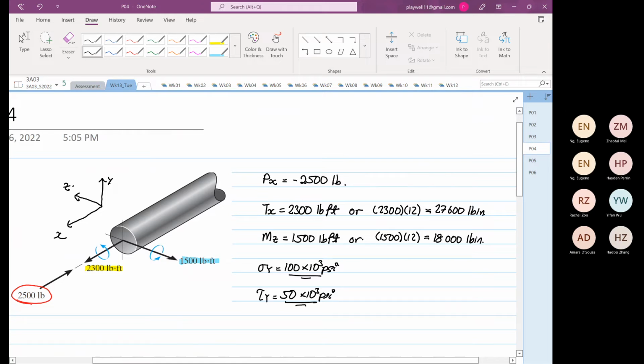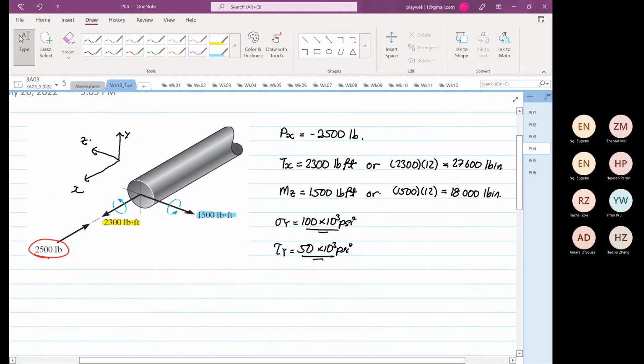So we are asked to identify what is the minimum diameter. Find the minimum diameter using the Tresca criteria.